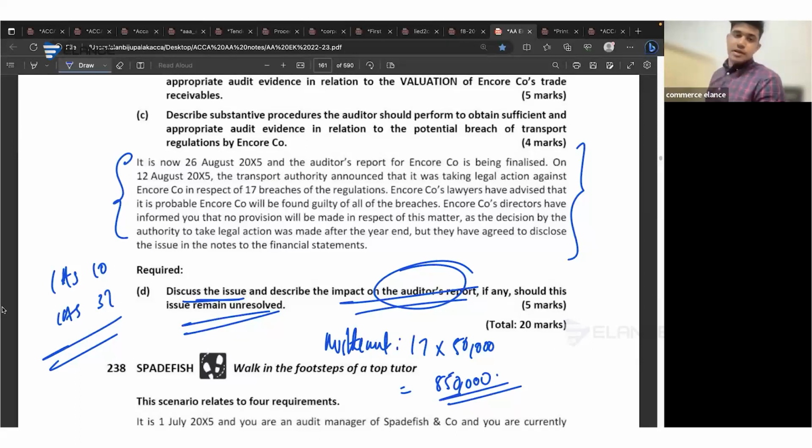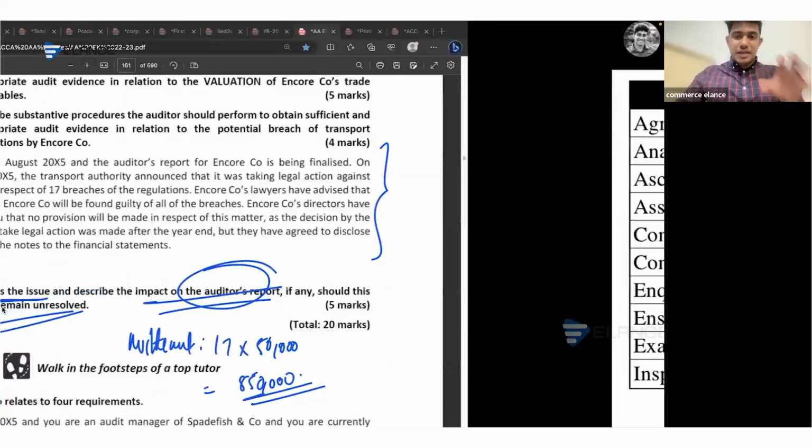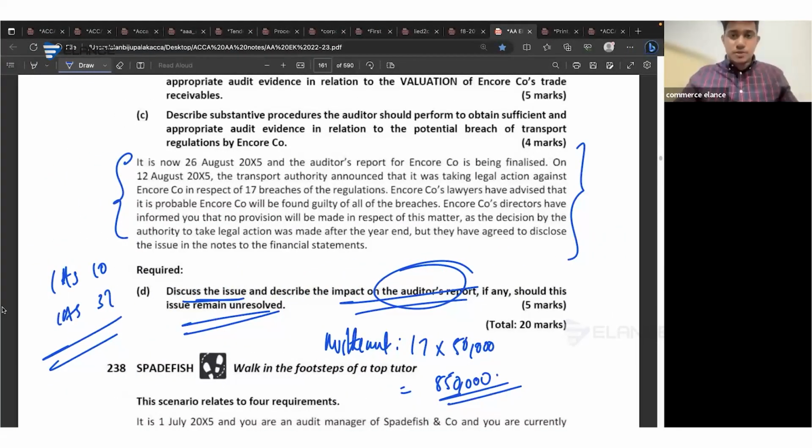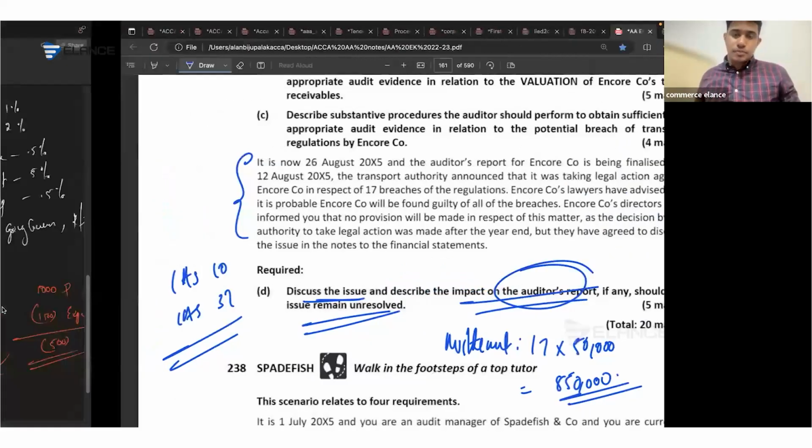And as an adjusting event here, we need to recognize an amount of provision for the probable future cash outflow in relation to the 17 breaches, but the company is not willing to create that. So what will be the impact in the financial statements? Provision will be understated and the company's profit will be overstated. So that will be the issue. So we have figured out which opinion we need to express over the company's financial statements. But the examiner has asked us to discuss the issue first. Then we need to describe the impact over the auditor's report.